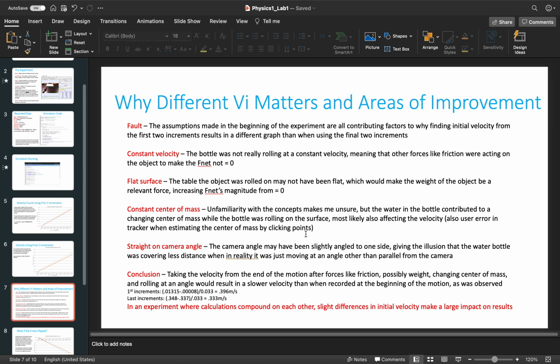Also, the camera angle may not have been straight on, and that would give the illusion that the water bottle was covering less distance than it actually was on the camera. In conclusion, we found that in an experiment where calculations compound on each other, slight differences in initial velocity would make a large impact on the results.